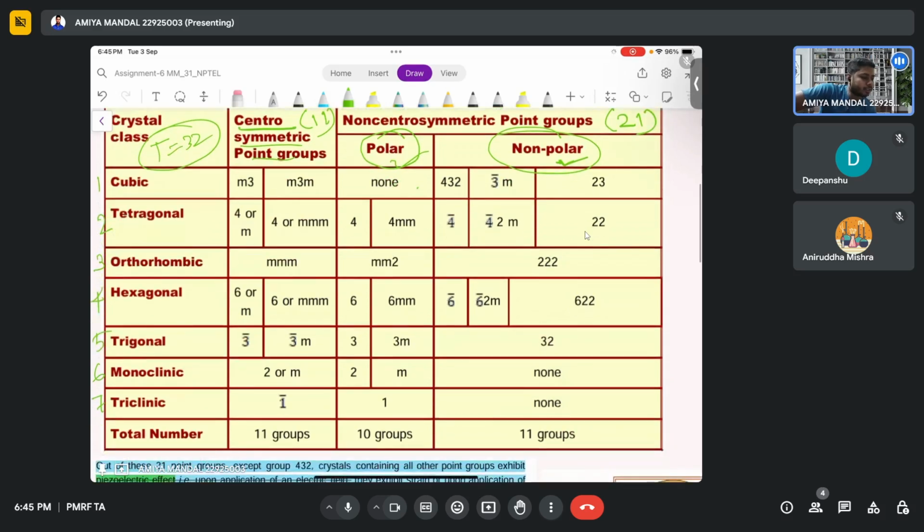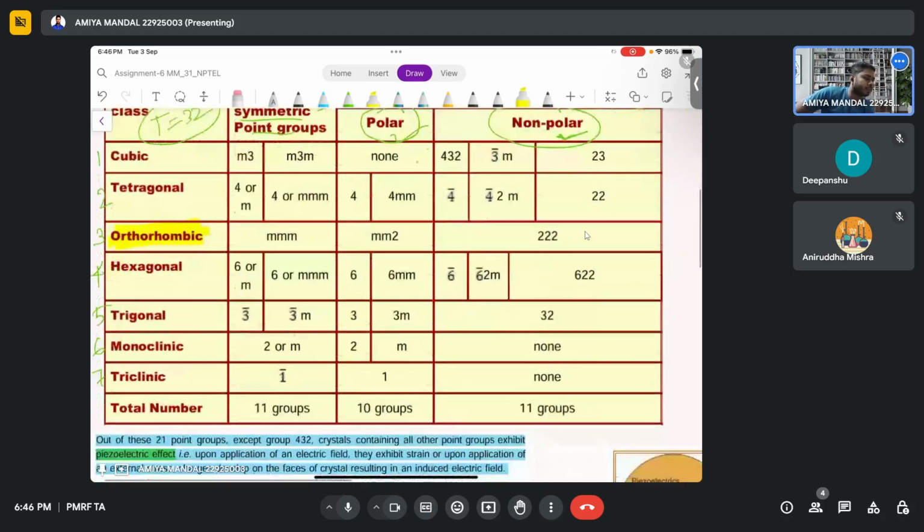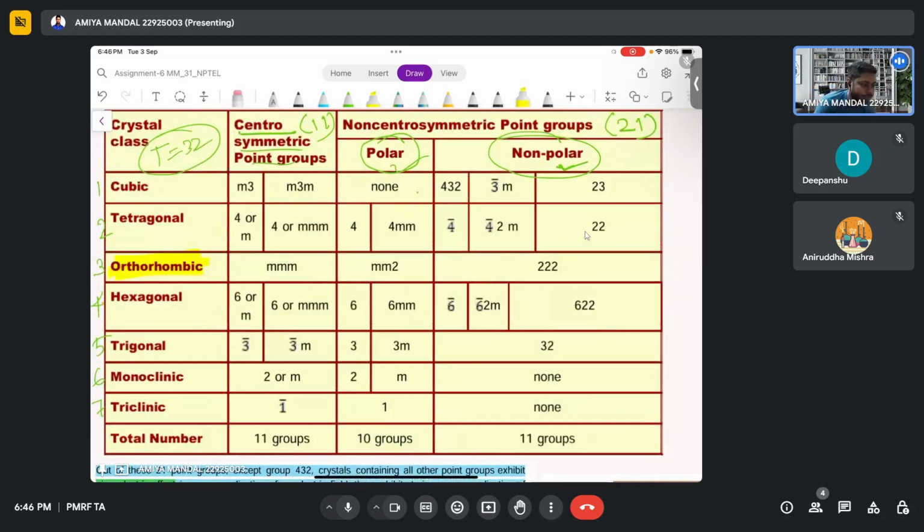The question is based on the orthorhombic cases. In an orthorhombic crystal, each point group represents a polar group. One is centrosymmetric, one is polar, and one is non-polar. This represents non-polar, mn2 represents polar, and 3mm. M means mirror, that is, mirror reflection in the crystal system.